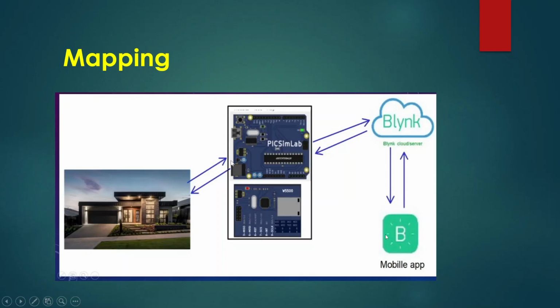For that purpose, we need to install a Blynk IoT mobile app in our mobile. That Blynk IoT mobile app is connected to a Blynk cloud server using internet. Whenever we turn on or turn off any device in our smartphone, that sends a signal to this Blynk cloud server using internet. Then the cloud server sends the signal to this Arduino board.